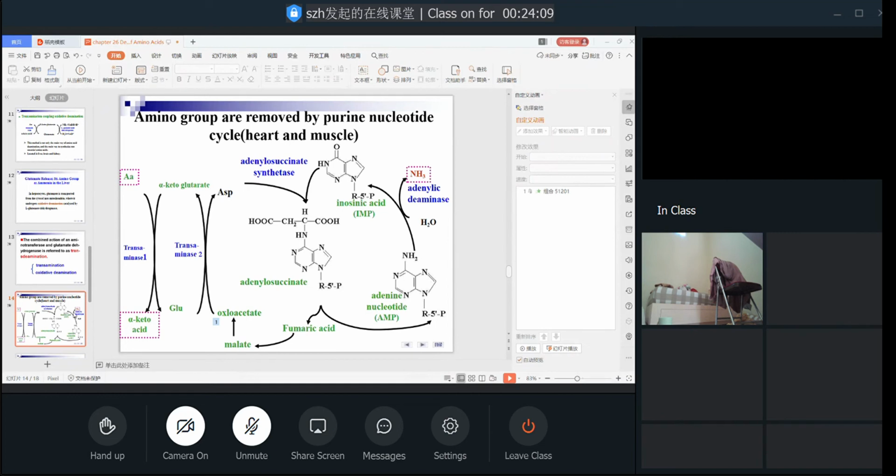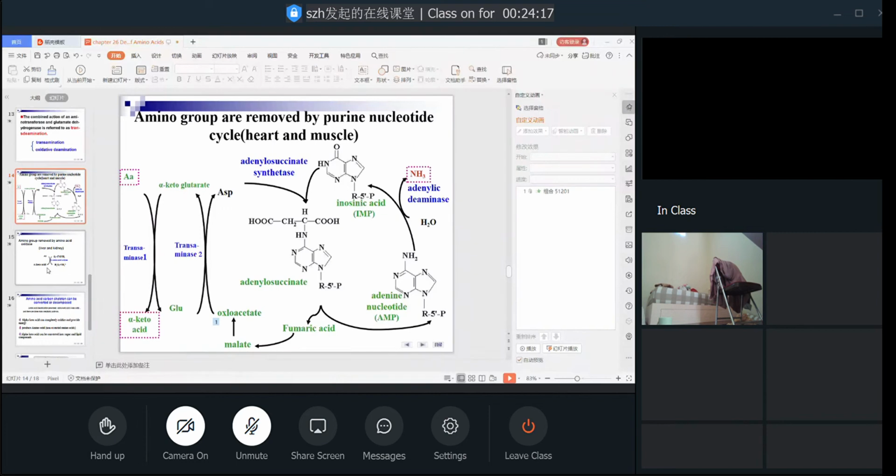In fact, we studied four kinds of deamination methods. The first, you can see, the amino acid oxidase catalyzes deamination of amino acids. Second, the glutamate dehydrogenase catalyzes thorough deamination of amino acids. Third, it is the main pathway of amino acid deamination, the combined action.